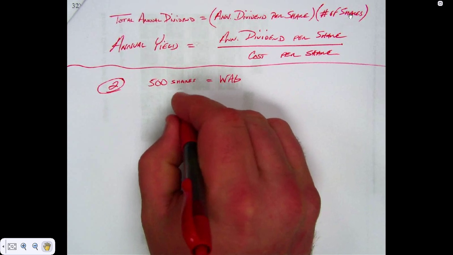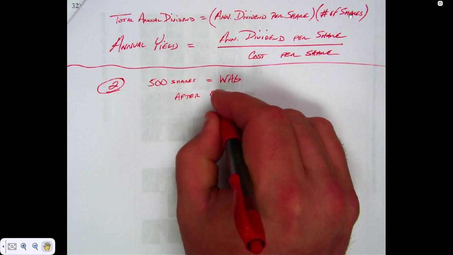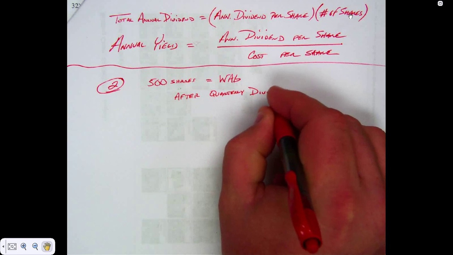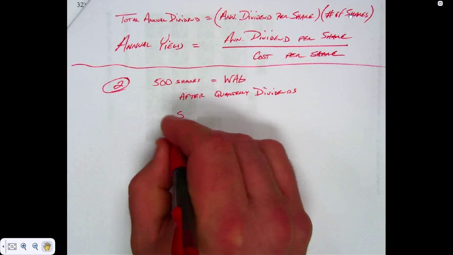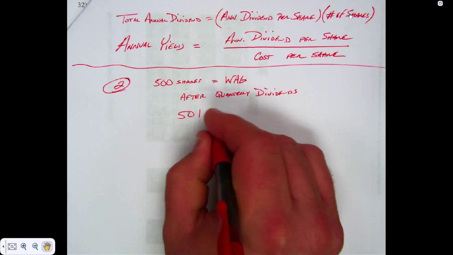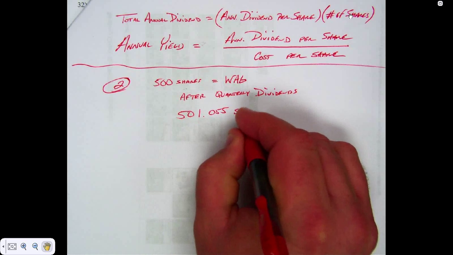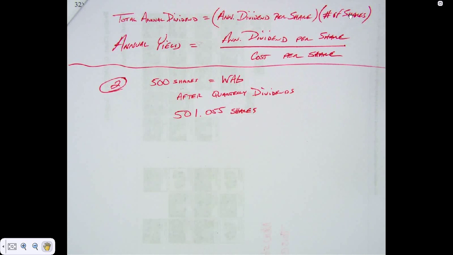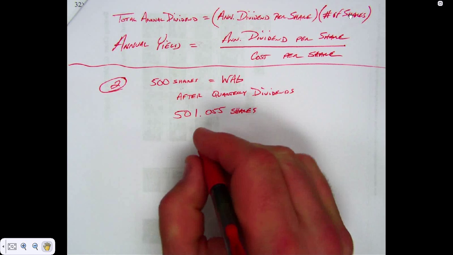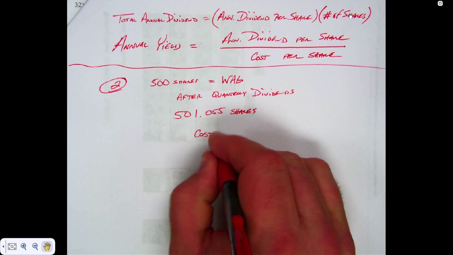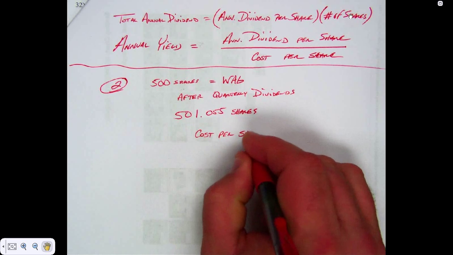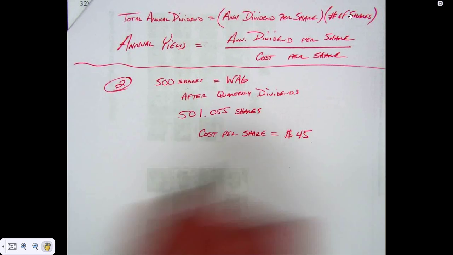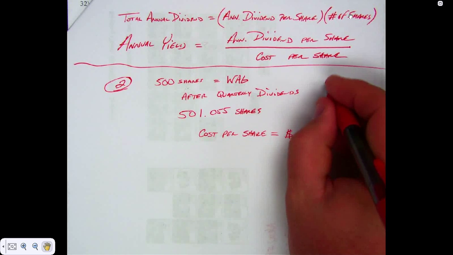So after quarterly dividends, they own 501.055 shares. Cost per share, it says that the shares cost $45 each.